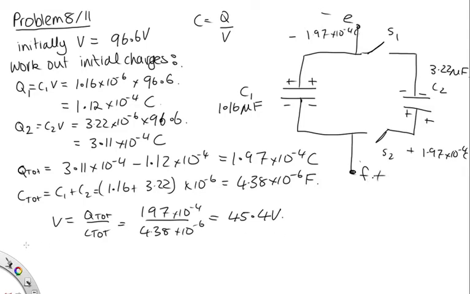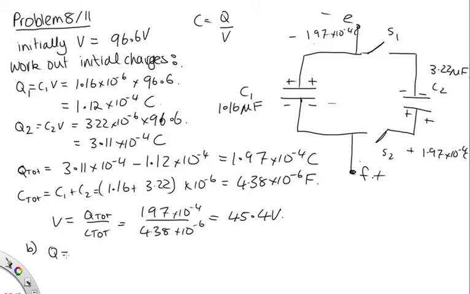Part B says, what is the charge on C1? So we've worked out the total charge distributed between these two. We've got C1 plus C2 is equal to this, but now we're asked to find just C1. What we can do is go back to this equation, because now we've got the voltage difference across C1. As these are in parallel, they've both got the same voltage difference across them.